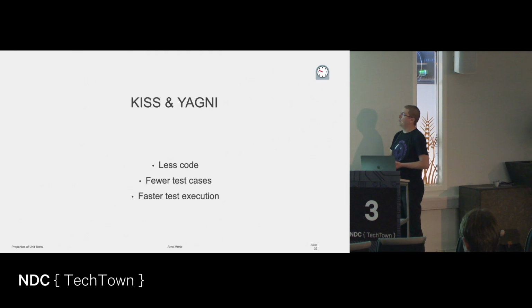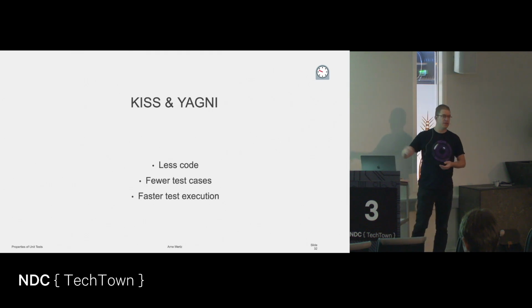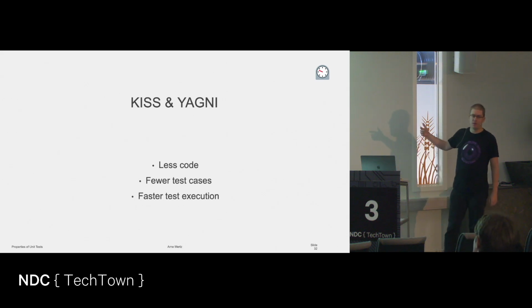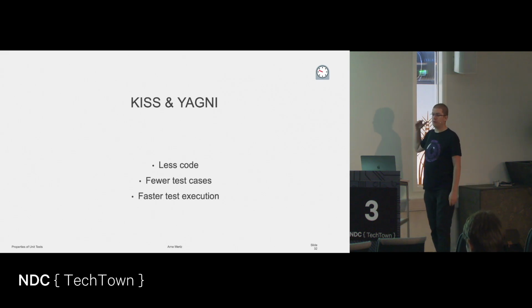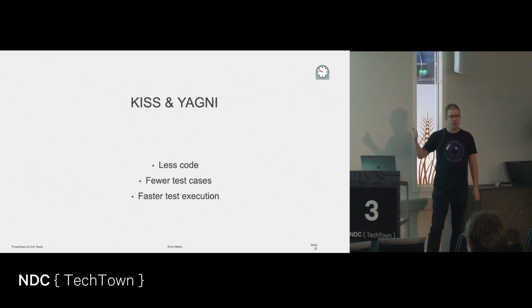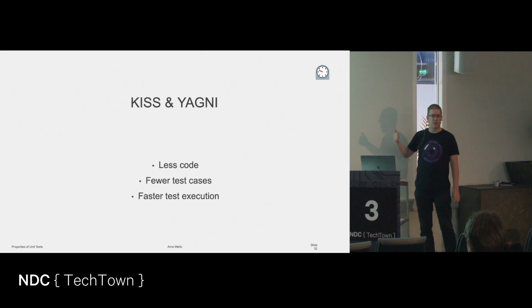The KISS principle and the YAGNI principle. So KISS is keep it simple and stupid. YAGNI is you ain't gonna need it. So write really simple code to have fewer edge cases you have to test. Don't write code that you don't need just yet, because it may never come that you need it, and when it comes, then it comes differently than you anticipated, so you will have to refactor and change it anyway.